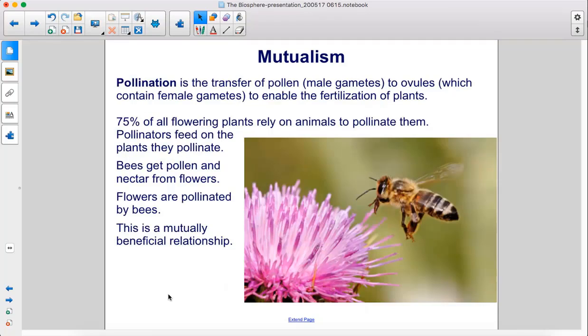Pollination is the transfer of pollen, male gametes, to ovules, which contain female gametes, to enable the fertilization of plants. 75% of all flowering plants rely on animals to pollinate them. Pollinators feed on the plants they pollinate. Bees get pollen and nectar from flowers. Flowers are pollinated by bees. This is a mutually beneficial relationship.